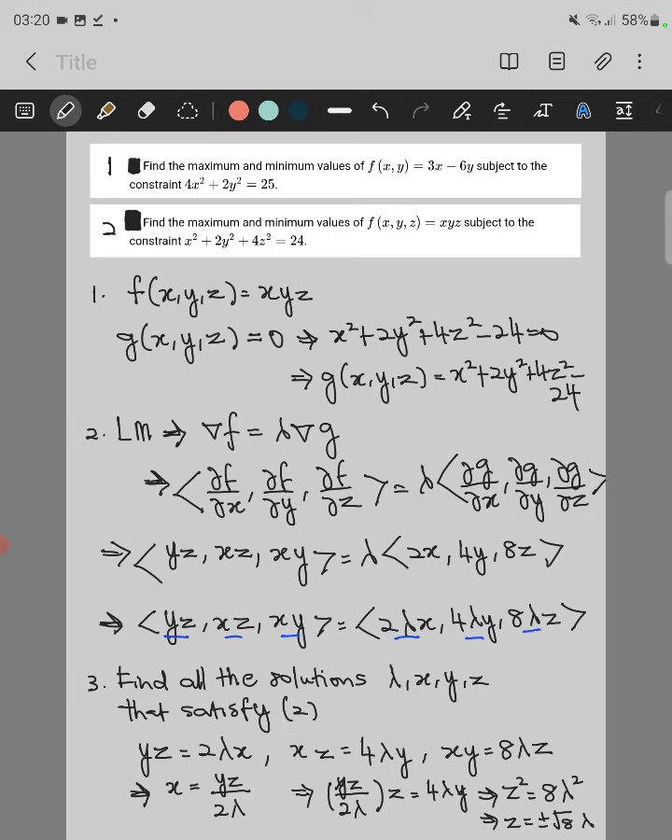Okay, so this one. Okay, or like this. Okay, so from here, since I have some kind of squared here, something like this squared, I can say that my z here is equal to square root of 8 lambda.